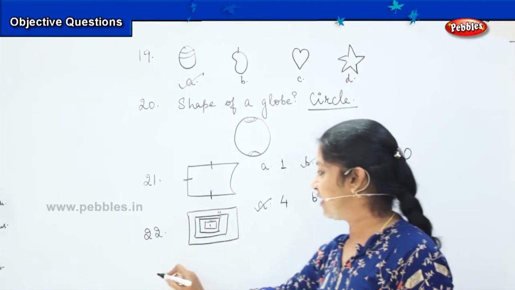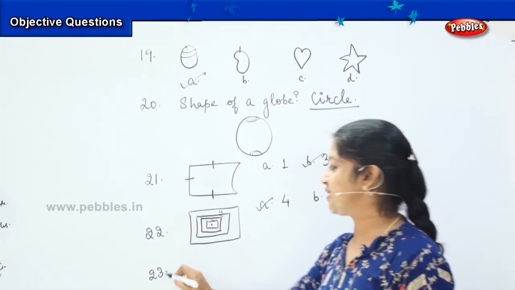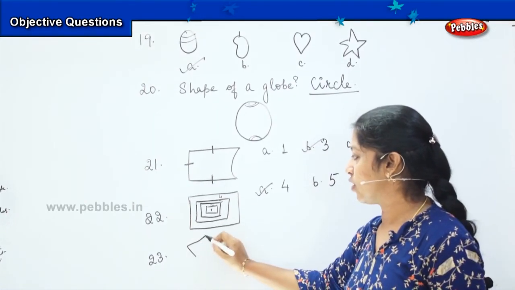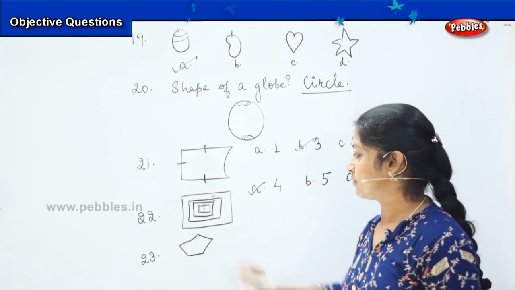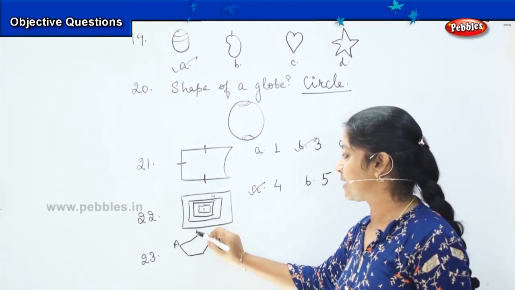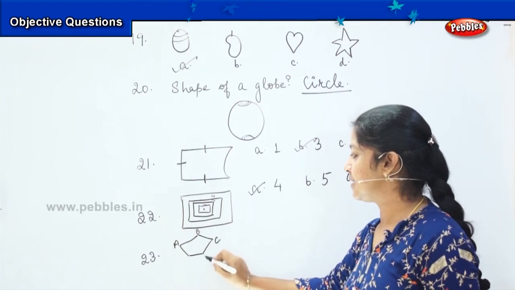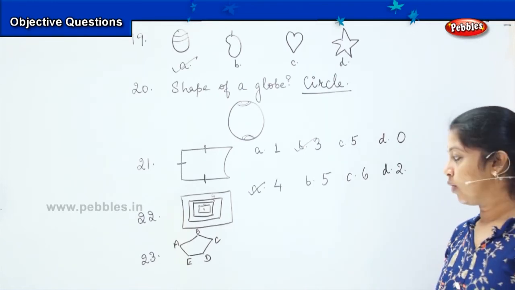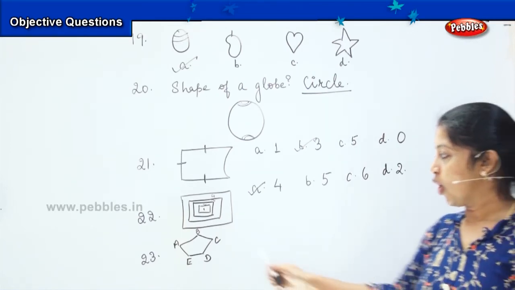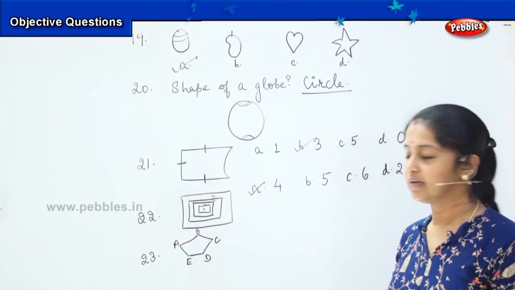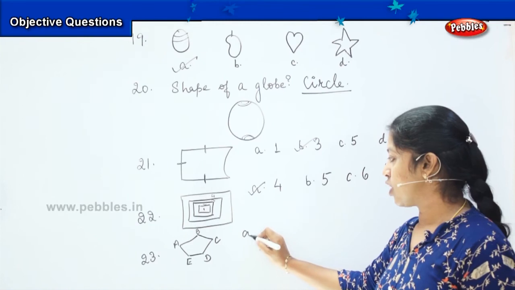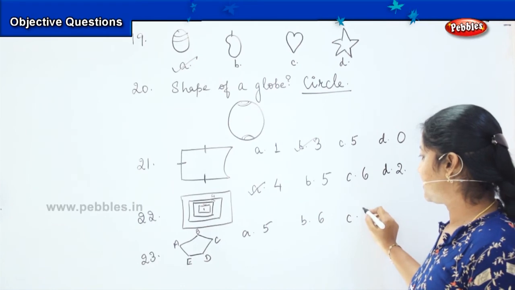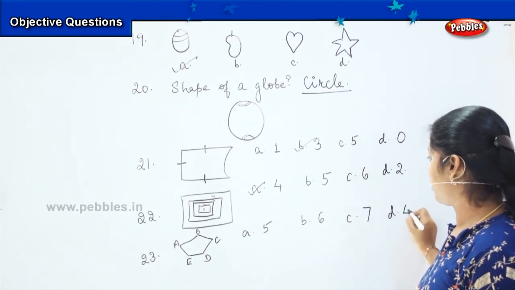Now, I will give you a little twisted question. Now, this is the figure which I have got here. Okay, I will name them as A, B, C, D, and E. Now, you have to tell me how many straight lines are involved in this shape. Is it option A 5, option B 6, option C 7, and option D 4?